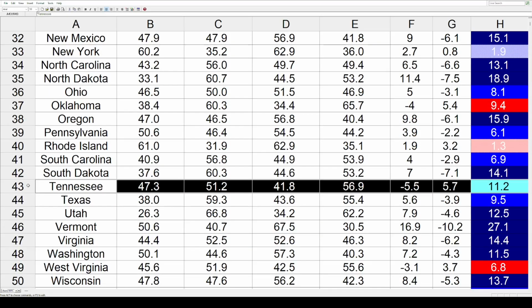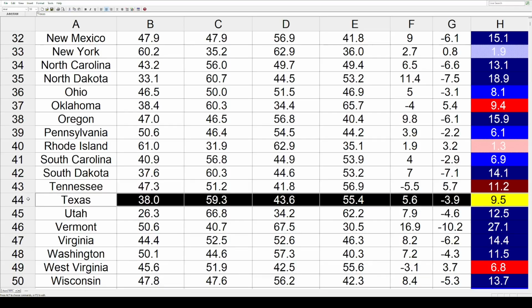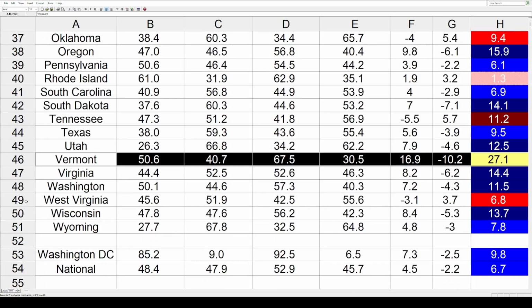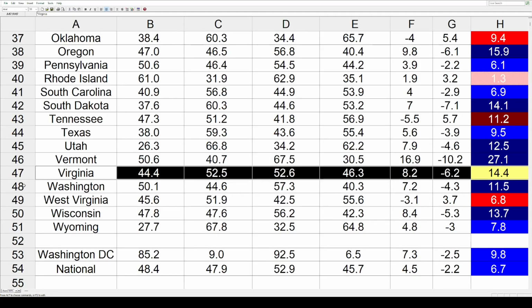Tennessee had the second biggest shift toward the GOP behind Arkansas at 11.2. Now we've got more blue shifts. We've got Texas at 9.5, Utah at 12.5. Vermont had the biggest shift out of all the states, just barely eclipsing Hawaii at 27.1. Virginia 14.4 and Washington 11.5.